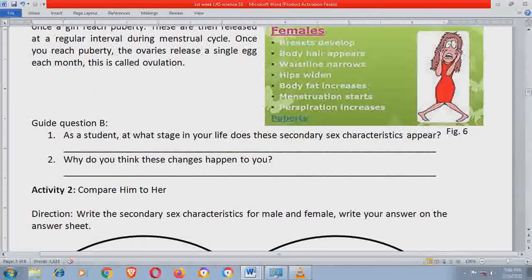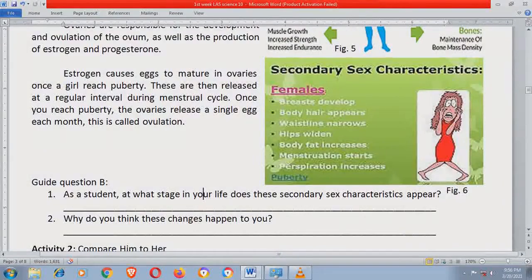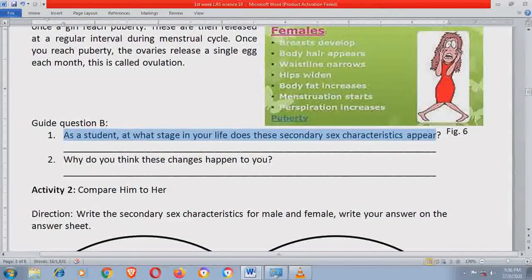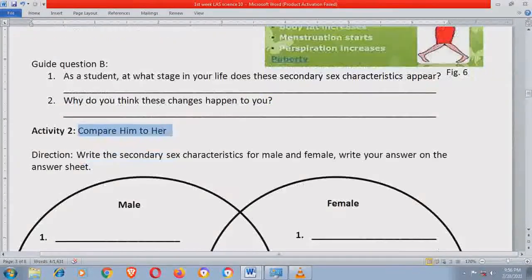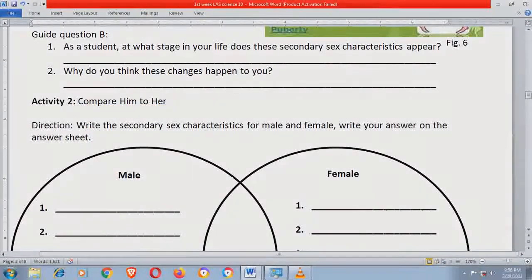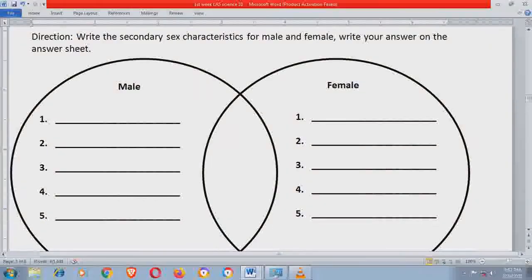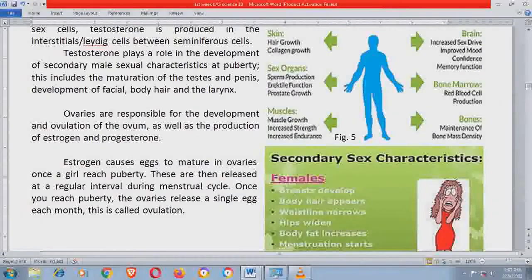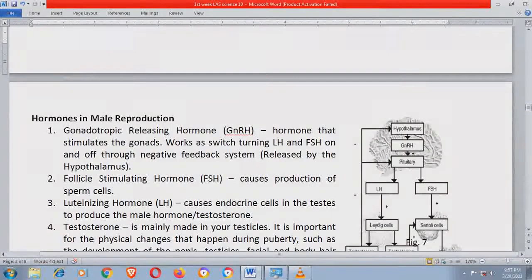Now, as a student, at what stage in your life do the secondary sex characteristics appear? Now, kung babasahin ito ng estudyante, masasagutan niya ito, no? Kayang-kaya. Now, why do you think these changes happen to you? So, bakit nagbabago? Bakit nagkakaroon ng pagbabago? Anong dahilan? Now, activity 2, compare him to her. Ito yun. So, write the secondary sex characteristics for male and female. Write your answer on the answer sheet. So, dito, sasagutan niya lang kung ano yung natutunan niya dito. So, apply kagad. No? So, let's move on.